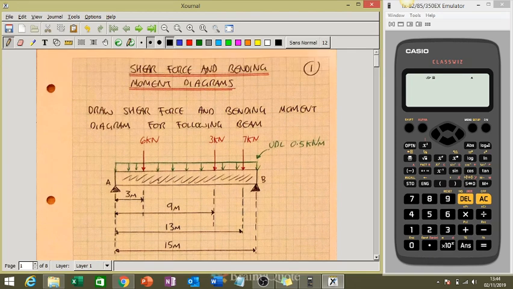So here's my beam: 6 kilonewtons there, 3 kilonewtons there, 7 kilonewtons, at 3, 9, 13, and the beam is 15 meters long. It's got a UDL of 0.5 kilonewtons per meter. So we need to draw the shear force and bending moment diagram for that beam.